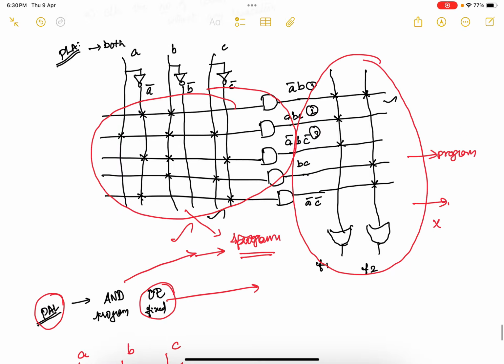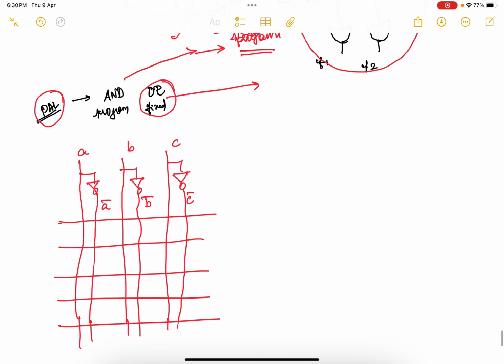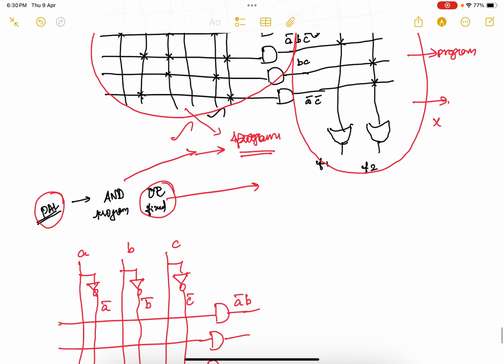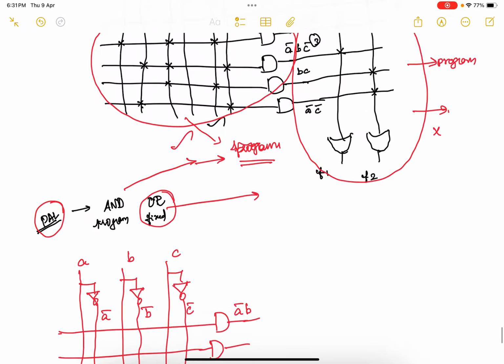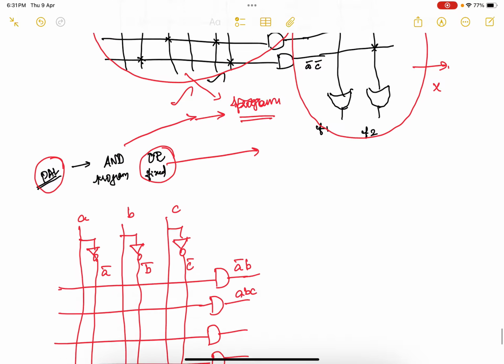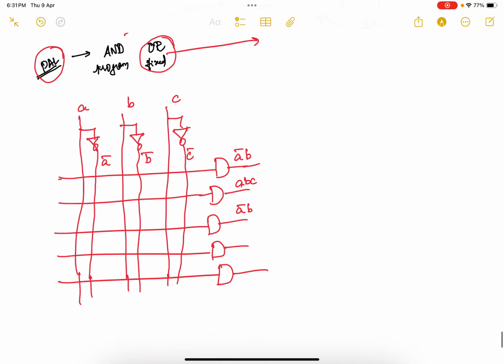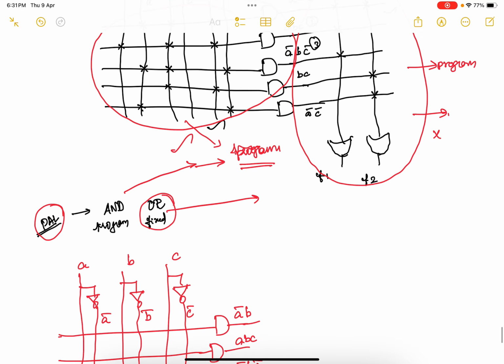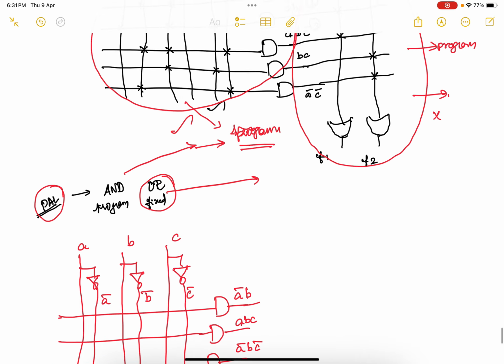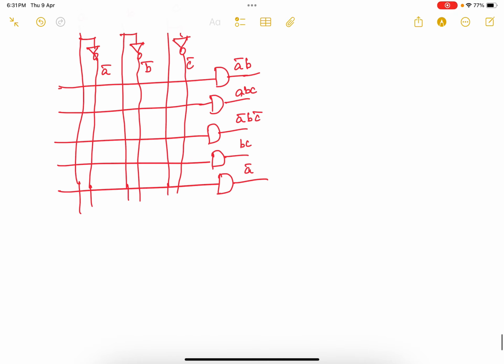So first vertical line is for what? A bar B. So I am connecting this to an AND gate. This is also connected to one AND gate. So this is A bar B, first one. Second one is A B C, and third one is A bar B C bar, and fourth one is B C, and fifth one is A bar C bar.